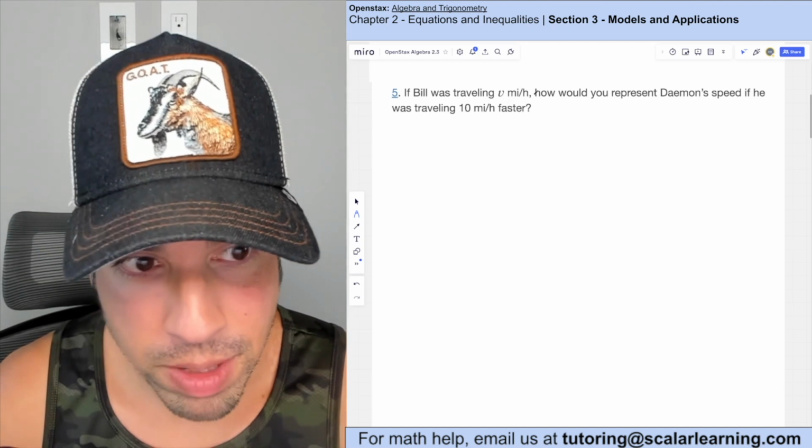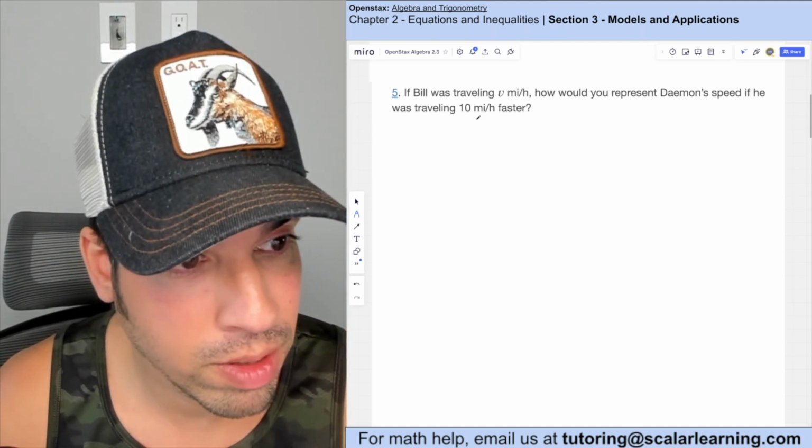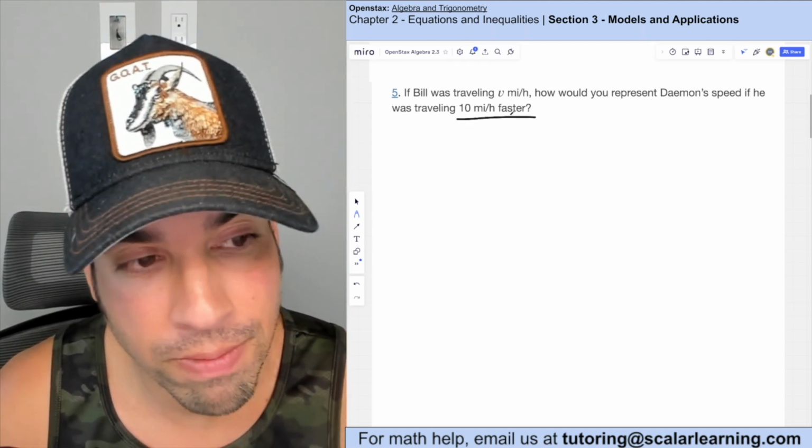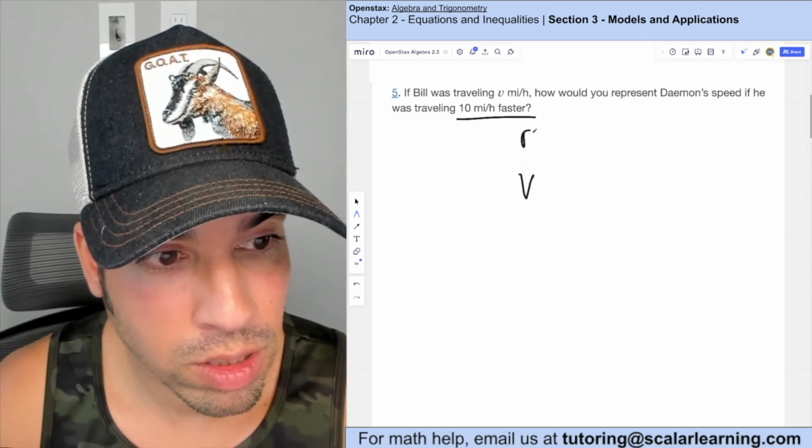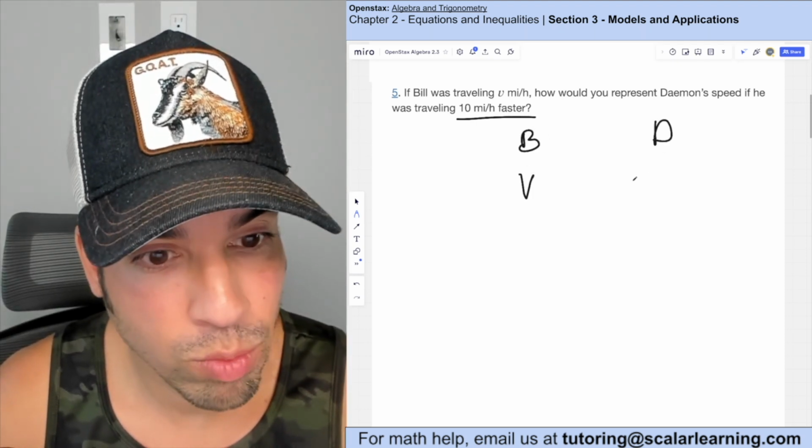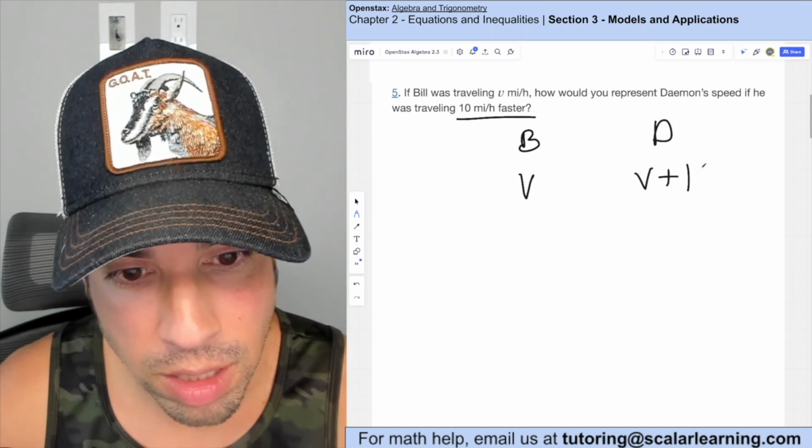If Bill was traveling v miles per hour, how would you represent Damon's speed if he was traveling 10 miles per hour faster? So here is Bill's speed, and Damon's speed would be whatever Bill's is plus 10, v plus 10, done.